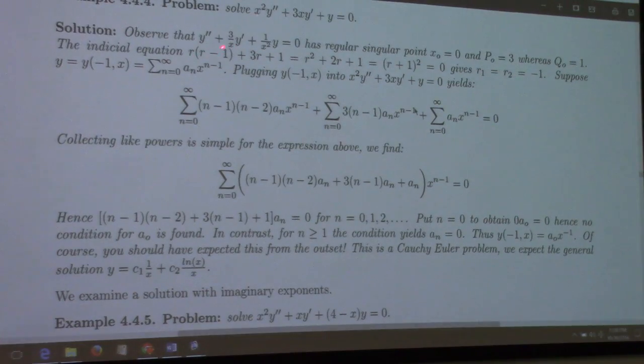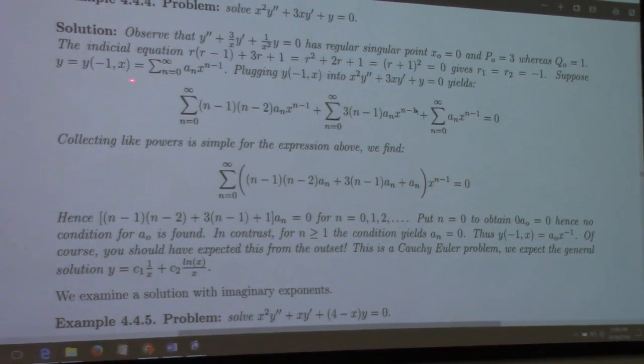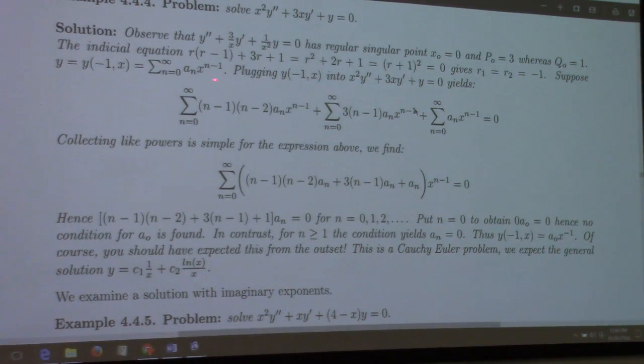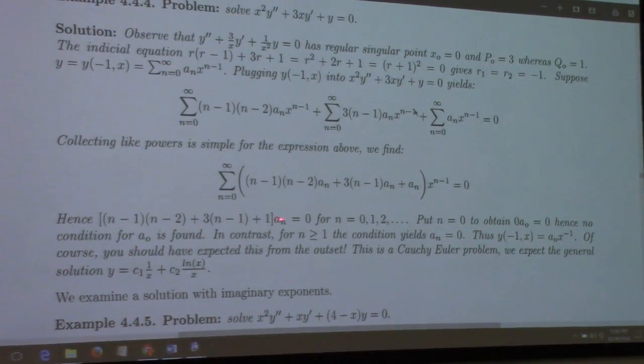The initial equation works out to r times r minus 1 plus 3r plus 1, which gives you minus 1 two times. And so if we look at the Frobenius solution with index minus 1, that gives us this. And if you plug it into the differential equation, that gives you this. Collecting like powers so that everything's x to the n minus 1. I guess I already did that. But anyway, I collect them, this. It gives us this relation: n minus 1 times n minus 2 plus 3 times n minus 1 plus 1, for n equals 0.